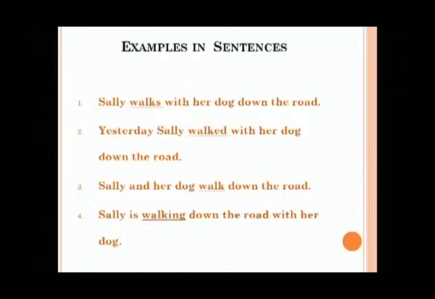Now, if you notice closely, you'll see that all the verbs are underlined. Walks, walked, walk, and walking. They describe actions. We can find out what the verb is in a sentence by simply asking ourselves, what is the subject doing? Okay, let us continue.